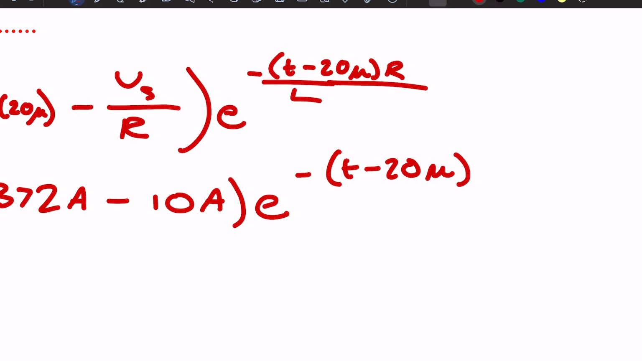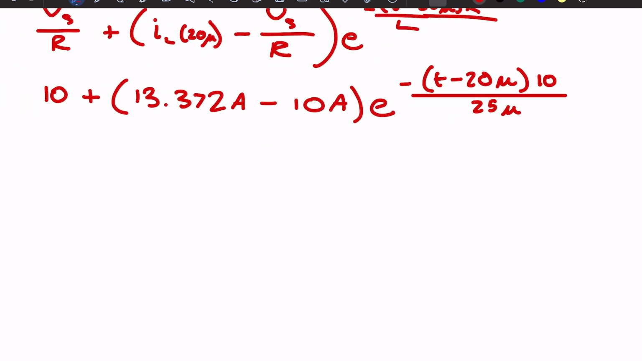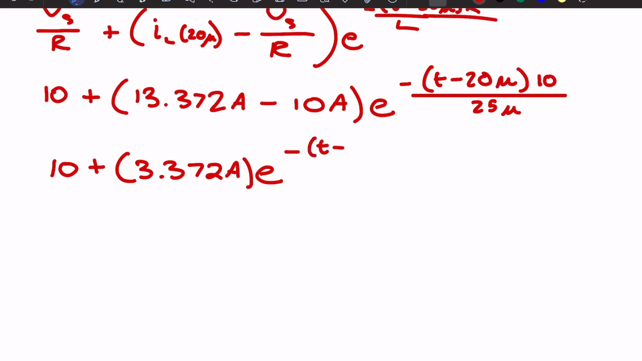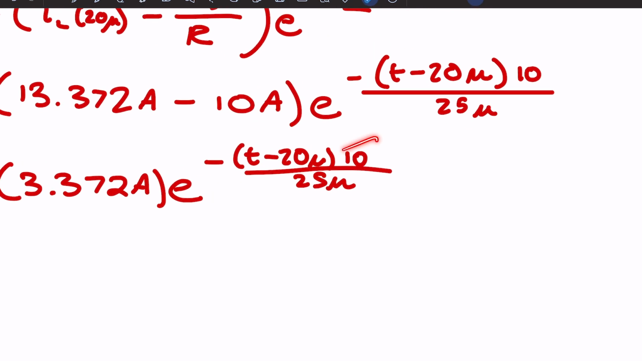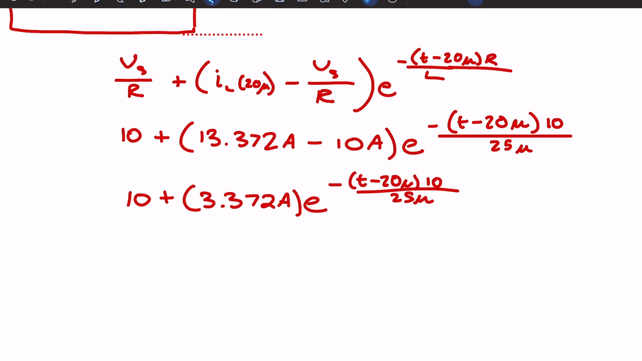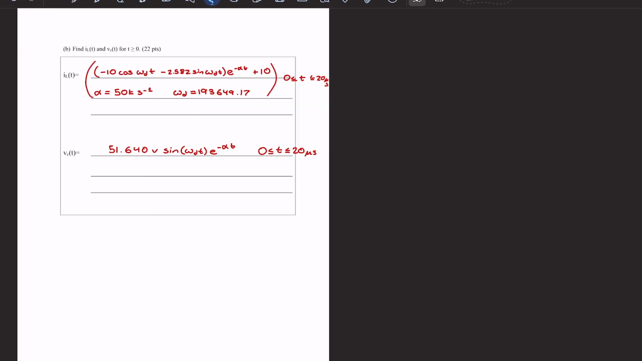R, what's R in our case? It's 10, right? 10 over, L is 25 microhenries, right? So we have this, we can simplify it a little, right? The inside of this becomes 3.372 amps, right? Times e to the t minus 20, 10 over 25. But there's our answer. So what you'll notice is the way this number is represented in the solutions is a little different, but technically if you do the math, it's the exact same number as the solution. So yeah, we can just copy this and move it in.